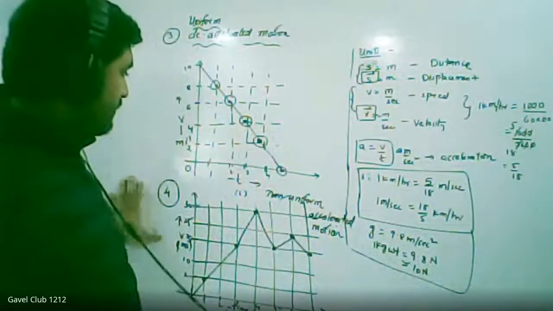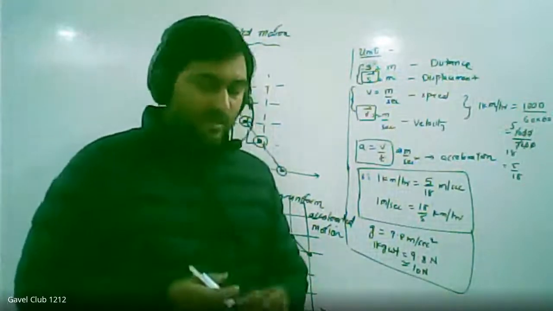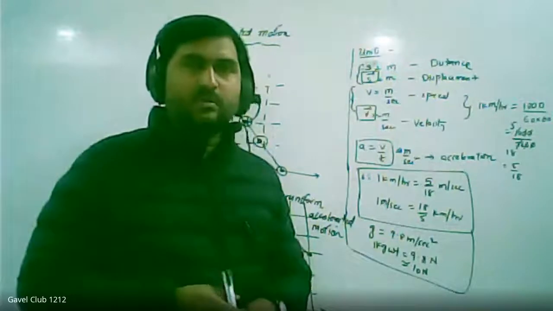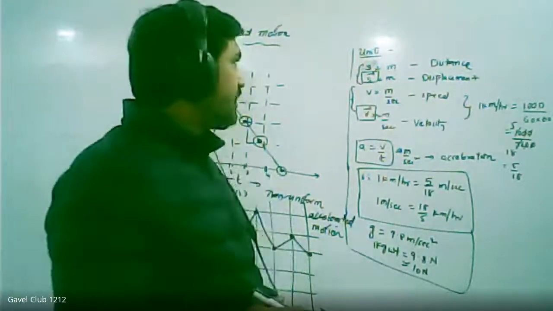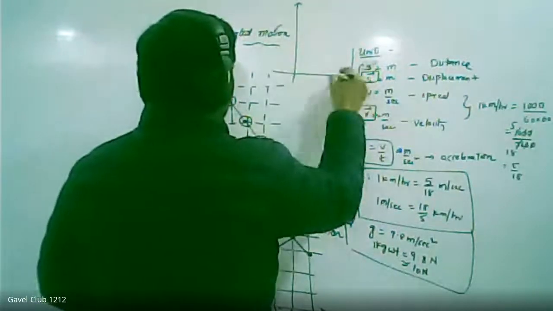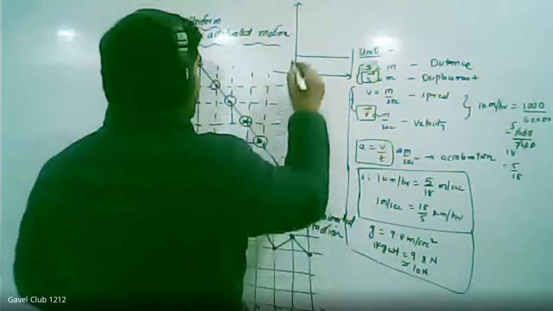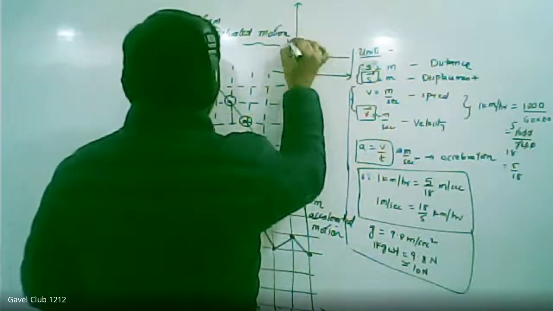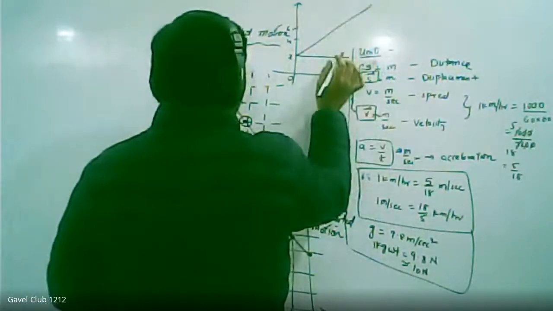Now after this we have the fifth category. What is the fifth category of graph? That is a special case where the object is initially not moving from rest. It is moving with a certain velocity. For that we will see a special kind of graph. You can see here on the board. If the object is initially not at rest, that is not at zero, it is moving with some certain velocity like 2, 4, 6, starting with 2, we get a straight line graph like this.